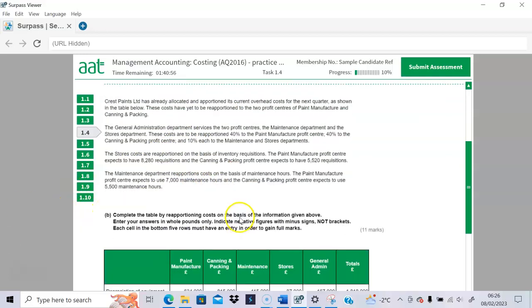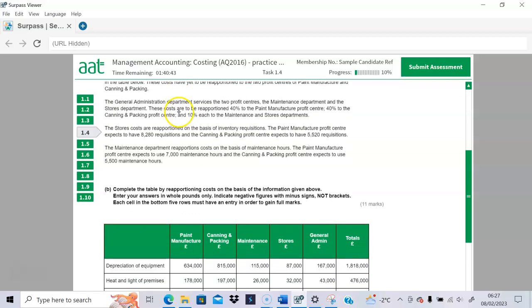It's sort of saying, listen, you have all these costs. They tell you that we want you to basically try and get all the costs into painting and canning, because that's where the products are being made, you see. All these maintenance and stores and general admin are not, you're not selling anything from here. So in a way, you have to do your best to get all these costs into paint and manufacture. So how do we do that?